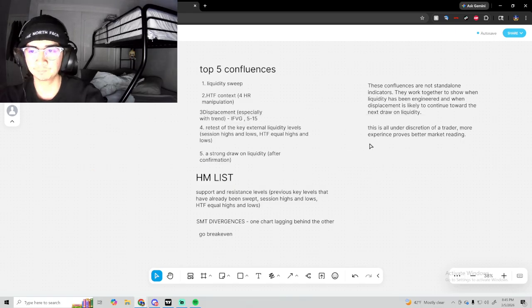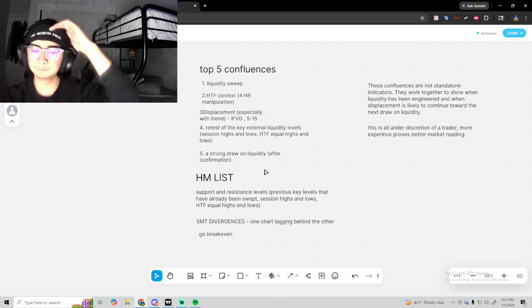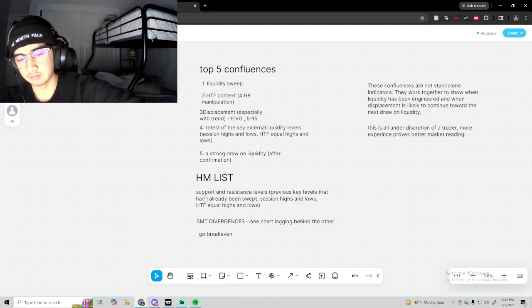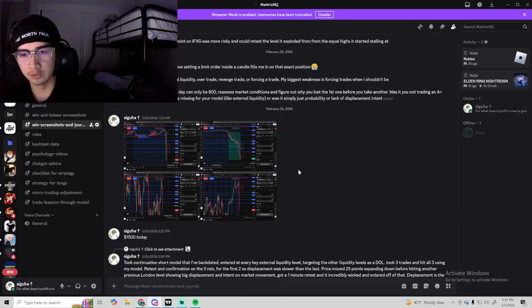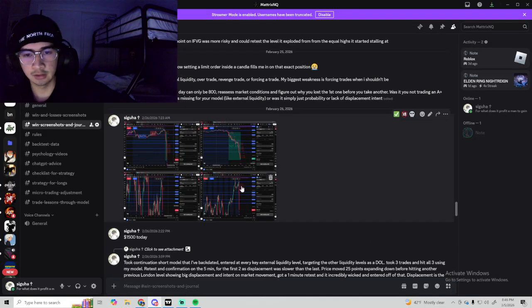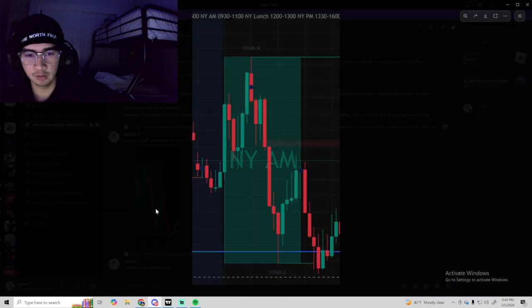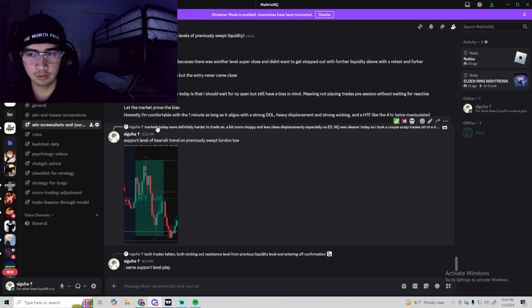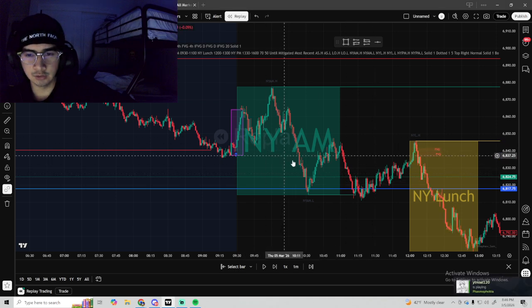One last thing I would like to explain is support and resistance levels. This is a tricky one because they need to have context behind them. They need to have liquidity ran and market structure already showing that, okay, this is probably going to work. So a good example of a support level would be right here. I took this bearish run and it ended up inversing right here.